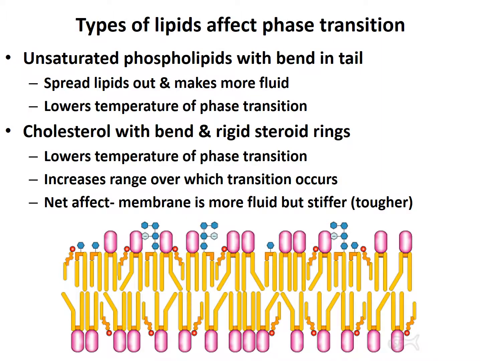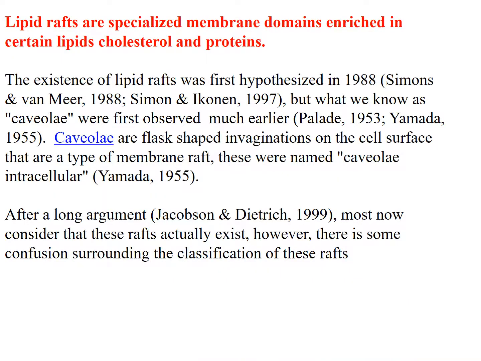And unsaturated phospholipids with the bent tails will spread lipids out and make them more fluid. When cholesterol is there with bent and rigid steroid rings, they are more fluid but stiffer and tougher. And so the structure is actually much different than the surrounding unordered lipids. And again, they found cholesterol in proteins, and about 1988, there was a first discussion.